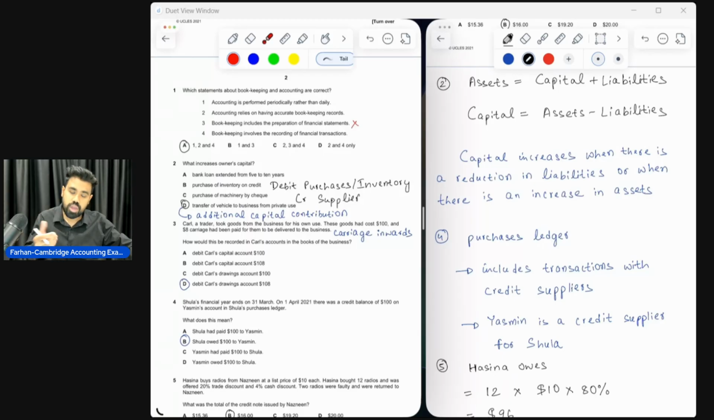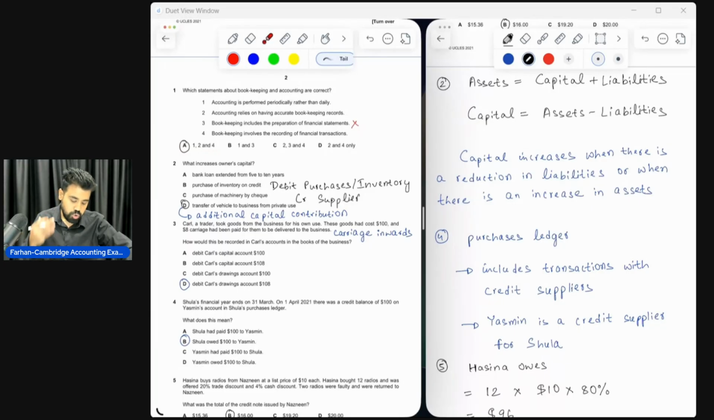What about statement 3? Bookkeeping includes the preparation of financial statements. Absolutely not. Bookkeeping refers to the day-to-day transactions that we record. But preparation of financial statements is done by the accountant, by a professional, by someone like you who will eventually prepare the financial statements in the future. What about statement 4? Bookkeeping involves the recording of financial transactions. Absolutely, we have already validated that. So the correct answer for number 1 is option A, which is to select statements 1, 2, and 4.